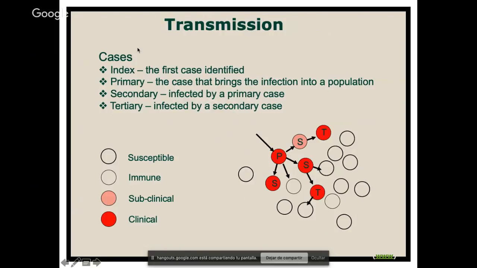In the transmissions, we need to know the cases: index, the first case identified; primary, the case that brings the infection into a population; secondary, infected by a primary case; and tertiary, infected by a secondary case. So these are the susceptible. Some persons are immune. We have the primary, secondary, and tertiary.